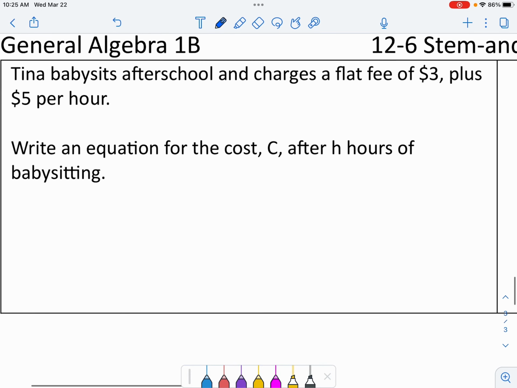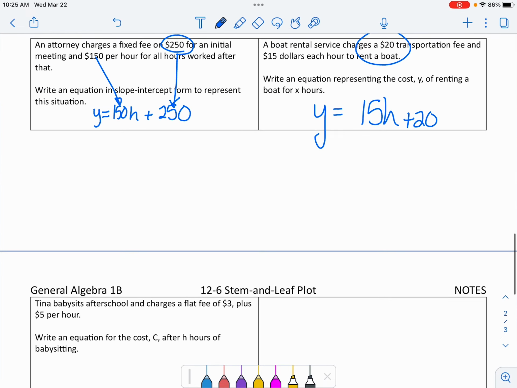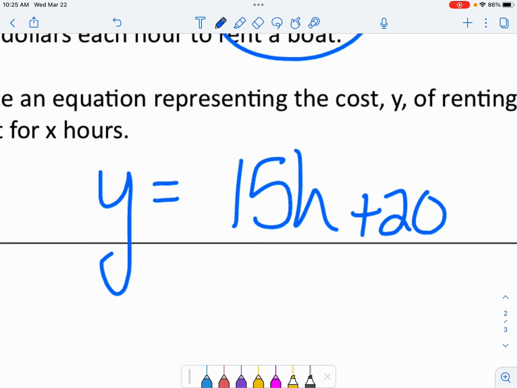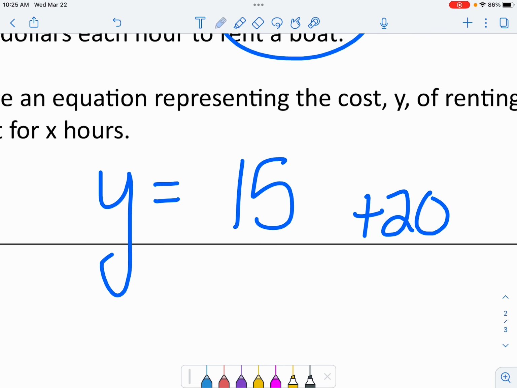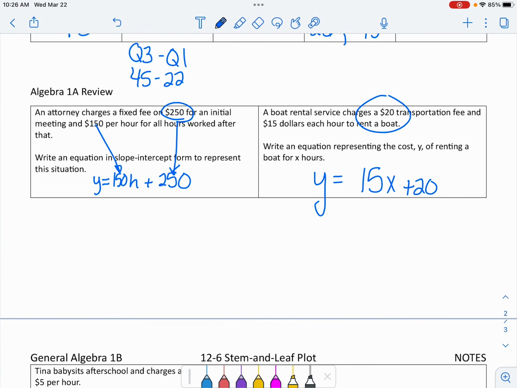All right, Tina babysits after school and charges a flat fee of $3 plus $5 per hour. Oh, hey, that last one, they wanted us to use x for hours instead of h. So I know that sounds kind of silly, but we should do whatever variables they tell us to. So let's do y equals 15x, because they just said x should be hours instead. So we'll just change it for them since they said so.